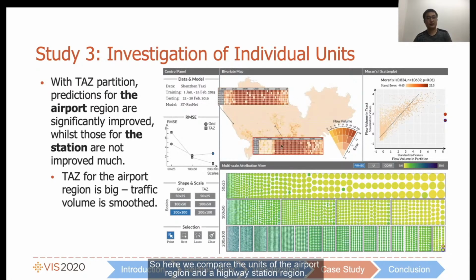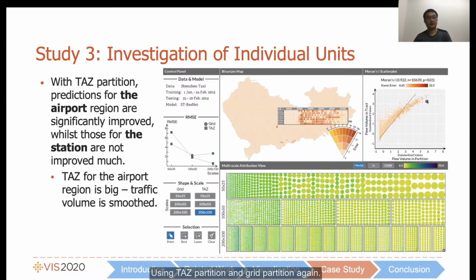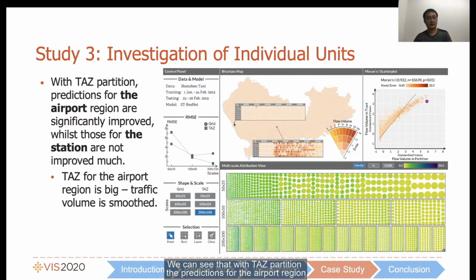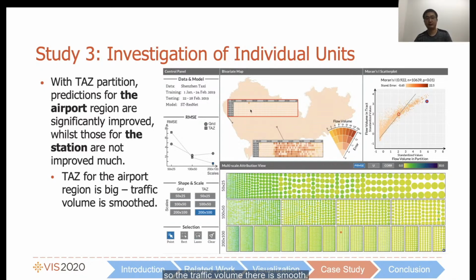So here we compare the units of our airport region and our highway station region using TAZ partition and grid partition again. We can see that with TAZ partition, the predictions for the airport region are significantly improved, whilst those for the station are not improved much. This is probably because the TAZ for the airport region is very big, so the traffic volume there is smooth.